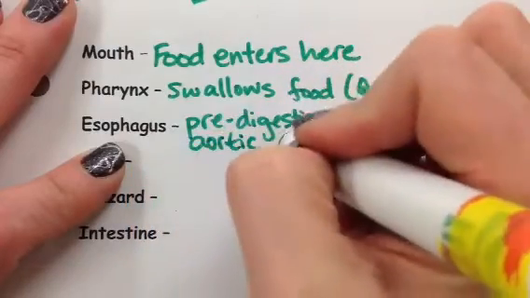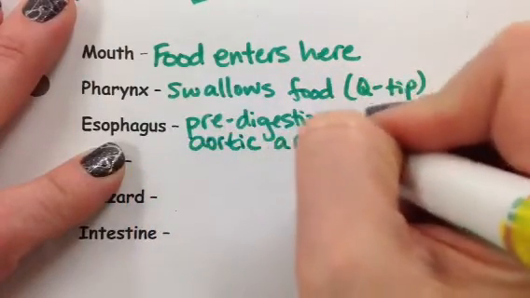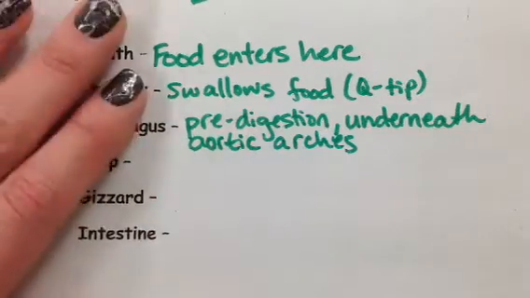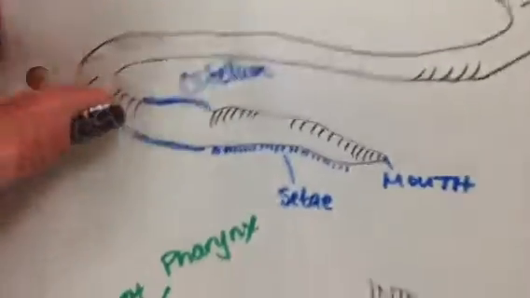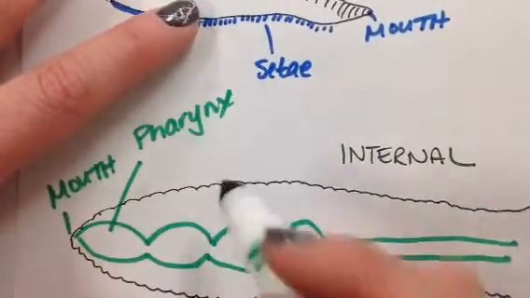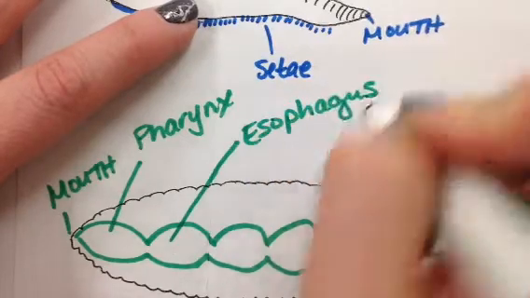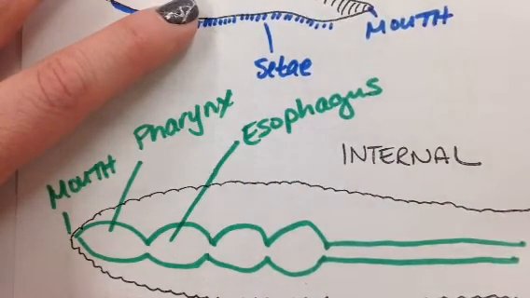And we'll talk about aortic arches in a few, all right? So they're kind of hard to see. This is where our pre-digestion happens. They are kind of hard to see because they are covered up, okay? So sometimes they are a little bit tricky to actually locate, okay? So here's our esophagus. So there's our esophagus, all right?